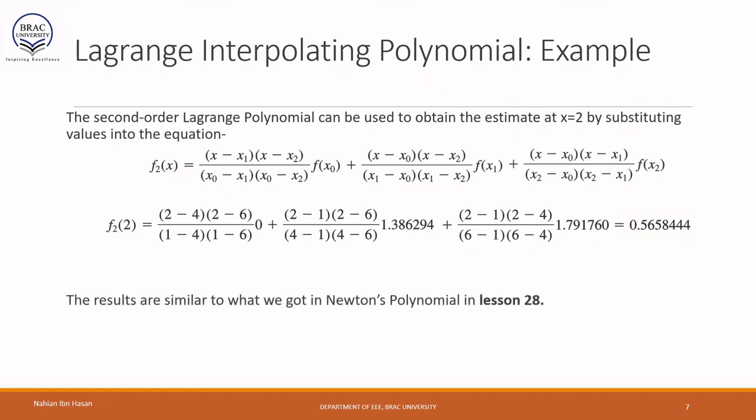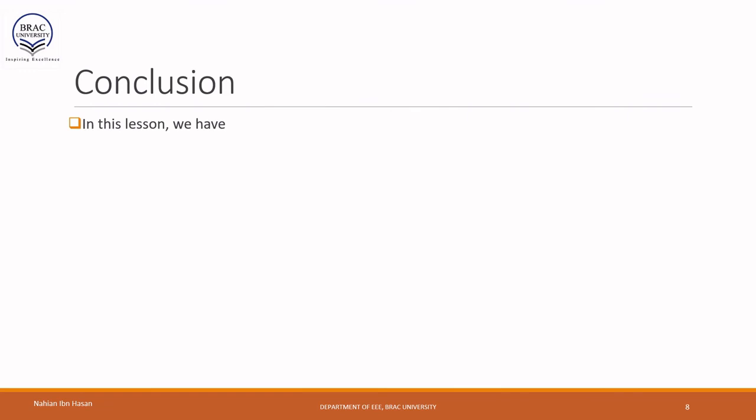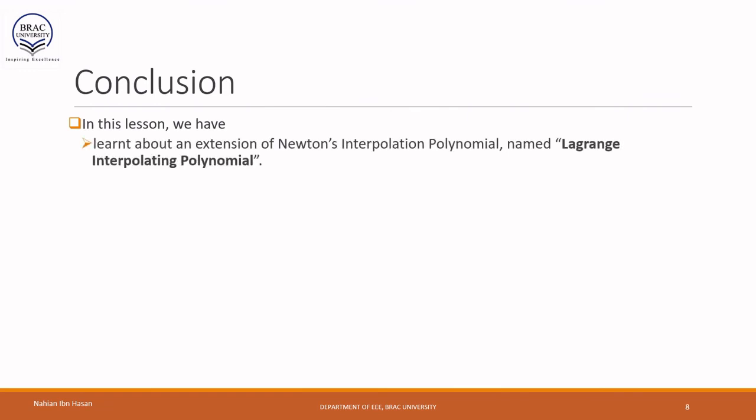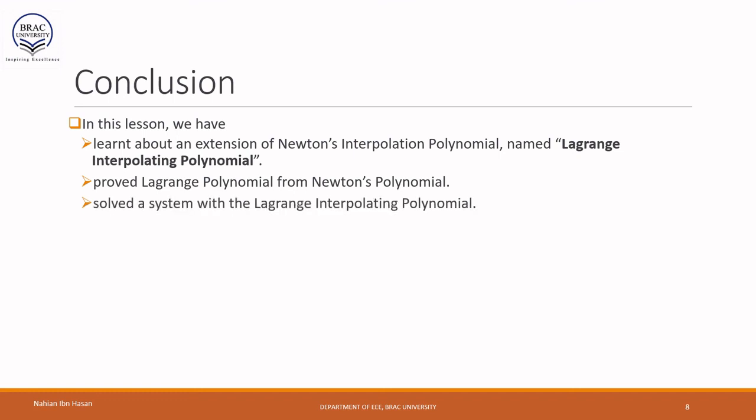Okay, so you can easily determine the result using the Newton interpolation formula, which was covered in the last lesson. But now we have just used the Lagrange interpolating formula. So that's the end of this lesson. In this lesson we have learned about the Lagrange interpolating polynomial. We have seen how you can derive this interpolating polynomial from the Newton's interpolation formula, and we have solved an example with the Lagrange interpolating polynomial.